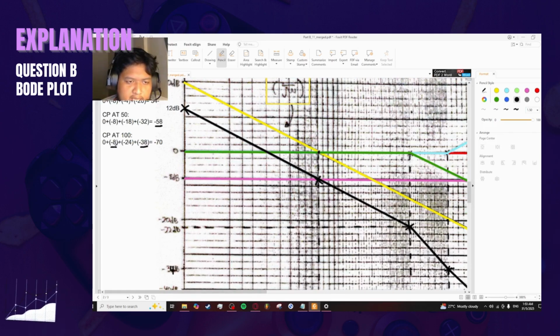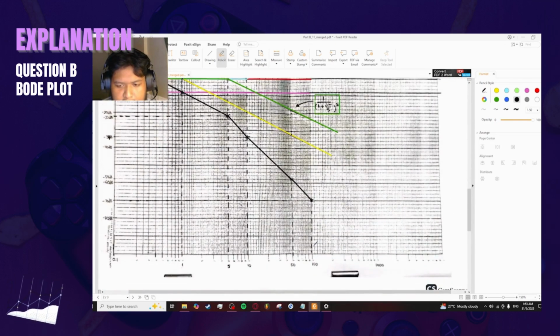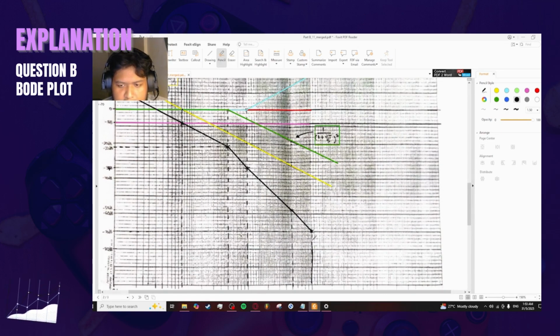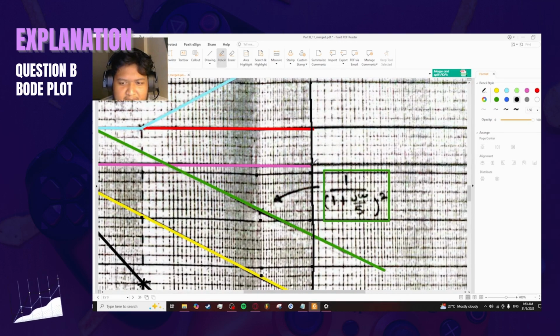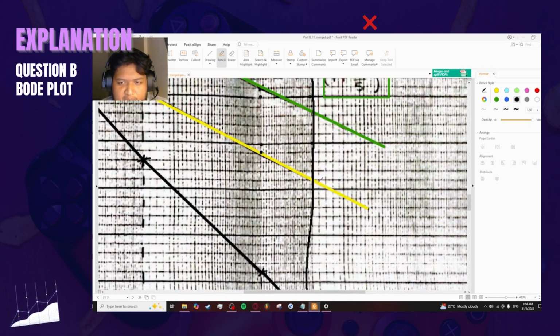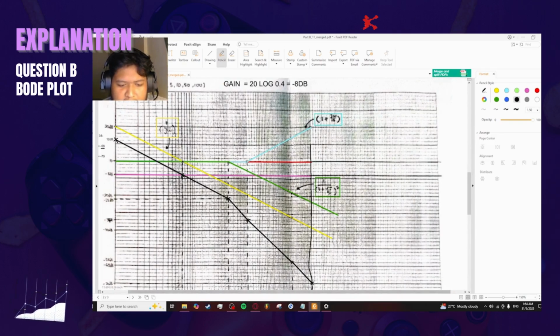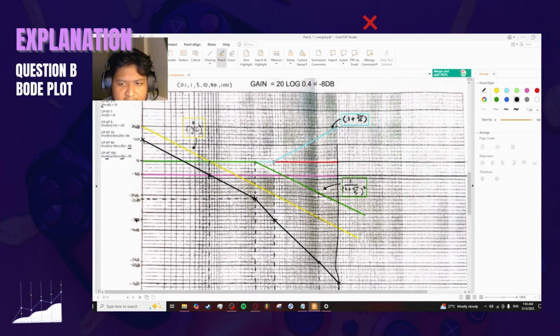For this, the gain is negative 8, because it intertwined with the line here. So the negative 100 line is here. I'm going to write the line. So it's intertwined with the 100 point here. So you're going to count it too, and I put it in the equation here. So you got negative 8.